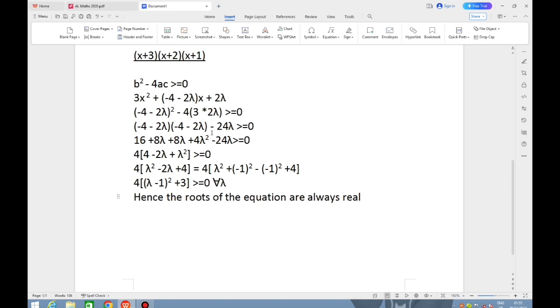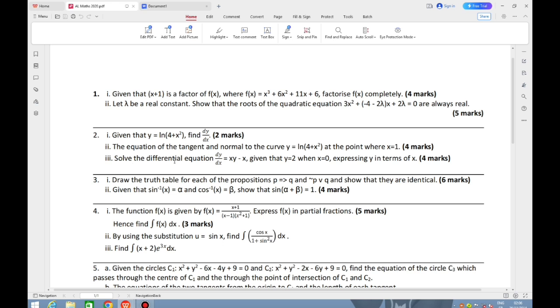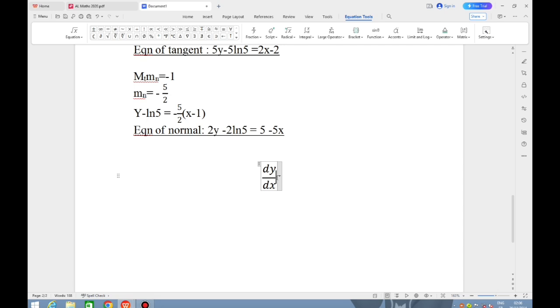So that's basically it for question 1. Now we proceed to the next question, which says: solve the differential equation dy/dx equals xy minus x, given that y is equal to 2 when x equals 0, expressing y in terms of x. Right, this is the differential equation: dy/dx is equal to xy minus x.